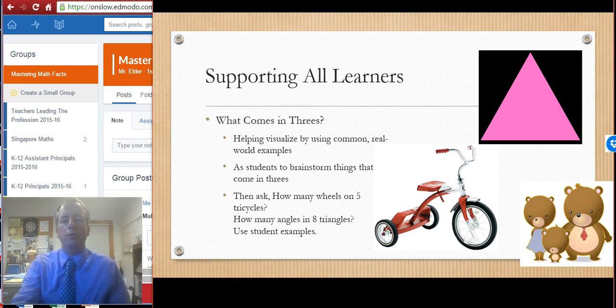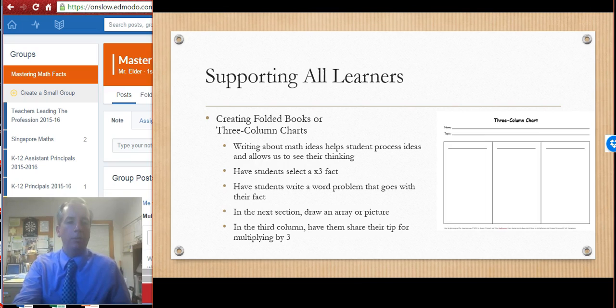How many little pigs would I have? If I had 3 tricycles, how many wheels would I have? If I had 5 triangles, 7 triangles. So again, just helping kids realize that 3s come in a lot of different scenarios, and we can pull them out of a lot of different places.